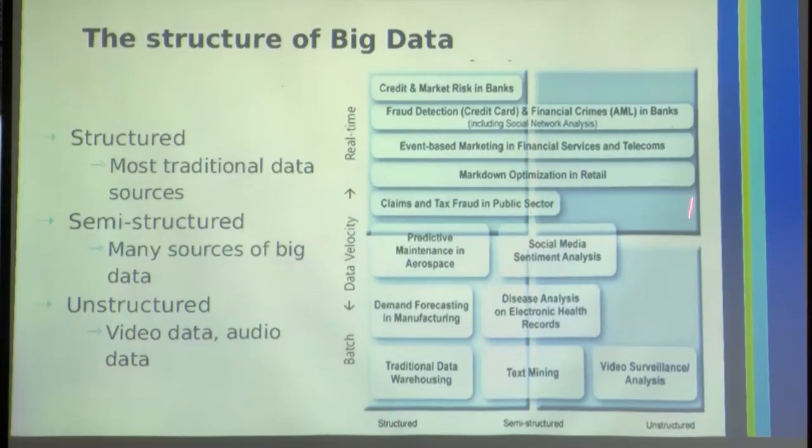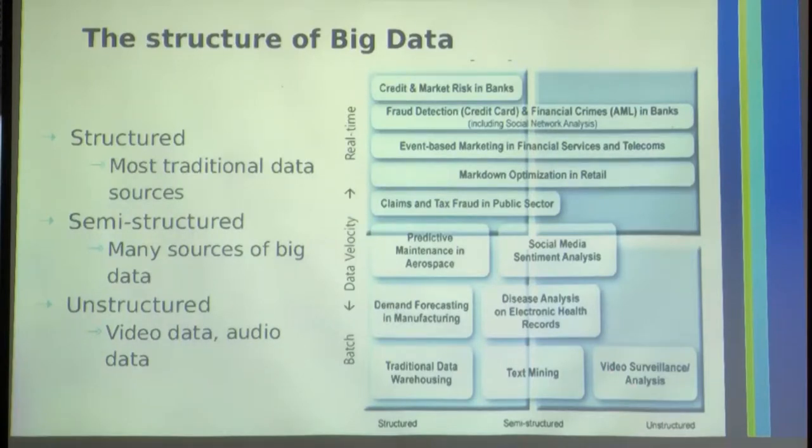There's semi-structured stuff. So the x-axis on this diagram, perhaps you can't exactly read all the way, is structured, semi-structured, unstructured, and then there's this data velocity from real-time to batch processing. And I think some of these things I would move upwards. So the social media sentiment analysis, we do a lot of as well, but we're trying to do it in real time. It's nicer if you can do things in real time, but some things are just very impossible to do in real time.